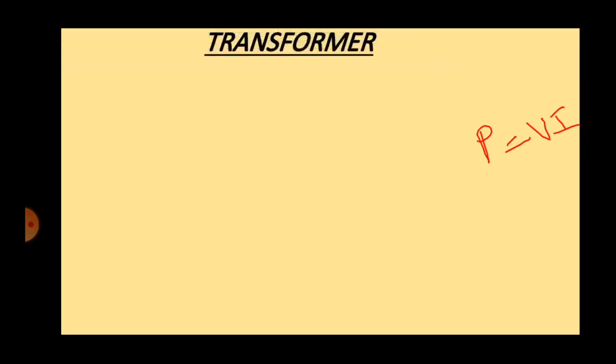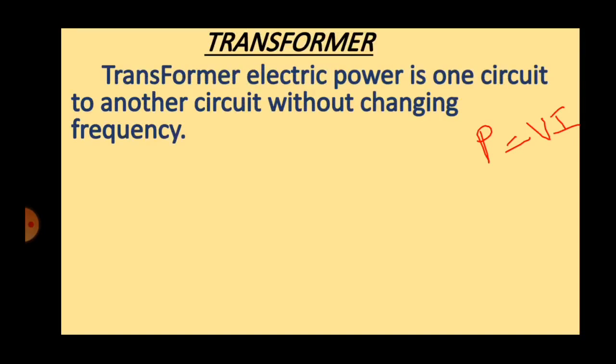Already you know that electric power is defined as the product of voltage and current, given by P = VI. This electric power is transferred by the transformer from one circuit to another circuit without changing the frequency.